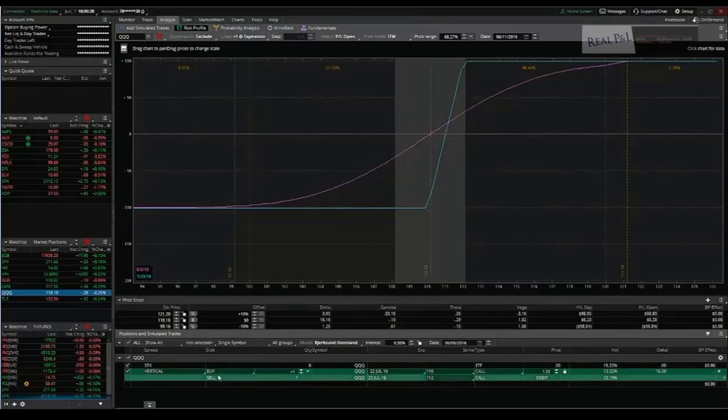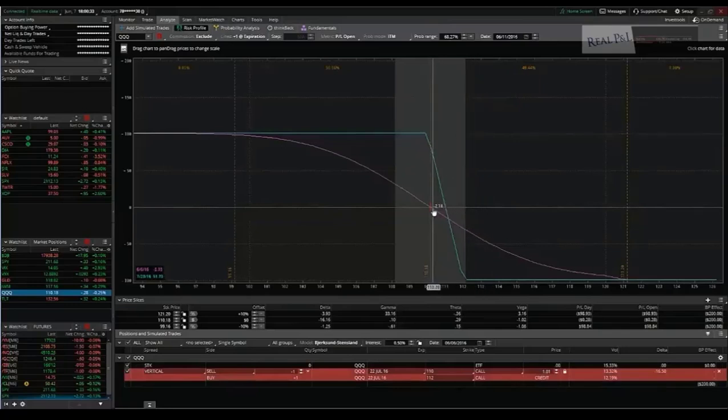On a credit spread, just change these out. Here's the actual price of the underlying. If it doesn't move, you still make money. It doesn't have to go up. It can go down or stay the same on credit spreads. Now, this is a vertical spread.